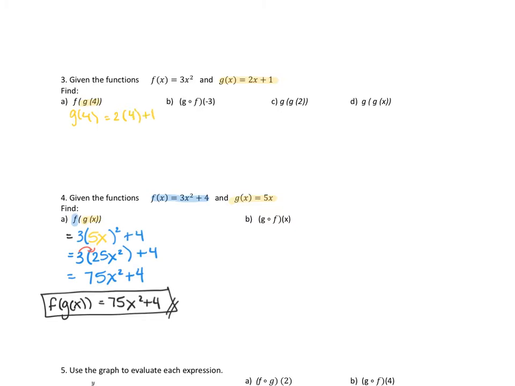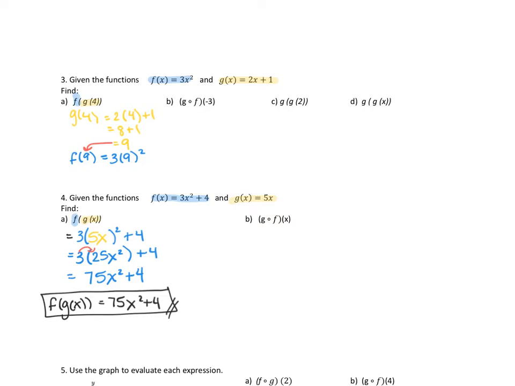So I'm plugging in that 4 wherever I see an x. I'm going to get 8 plus 1, or 9. So we've found our g of 4. Now, just like what we did with the table, I'm going to take this number and plug it in to my f function. So we're going to say that f of 9 is equal to 3 times 9 squared. And just a reminder, the 9 comes from our previous answer.